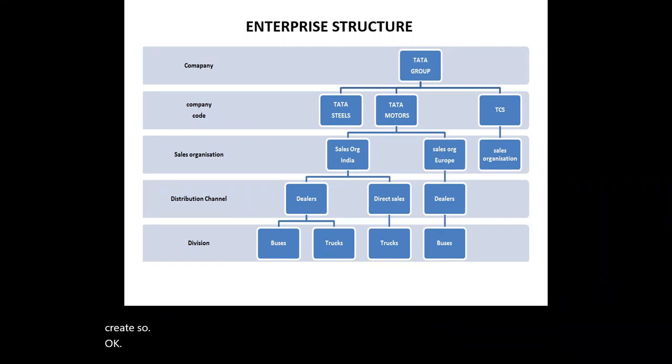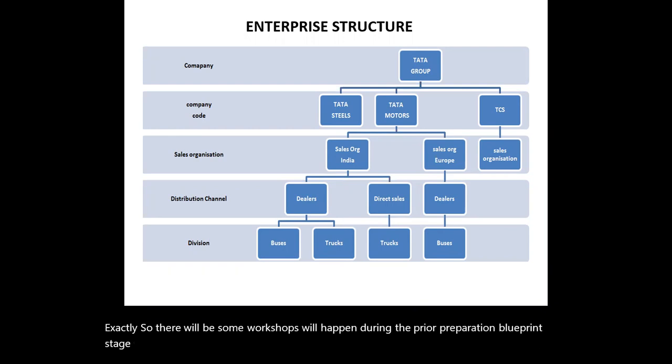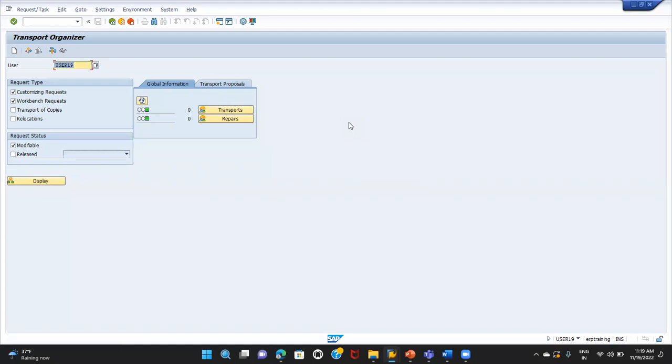Is that also a requirement given by the client? Exactly. There will be some workshops during the project preparation blueprint stage, right? At that time, we'll take a decision on how many company codes we need to have for a company. Okay, thanks. Yeah, fine. So this is the way we can do it. Yeah, sure, go ahead.